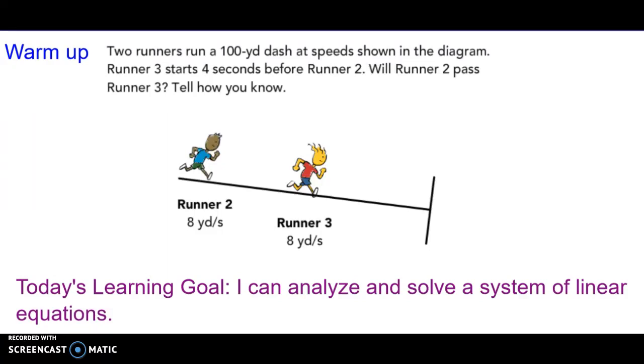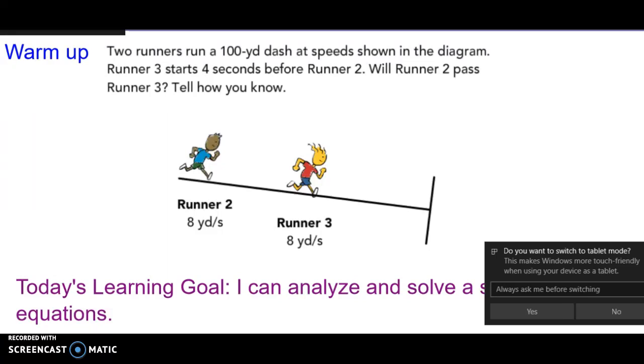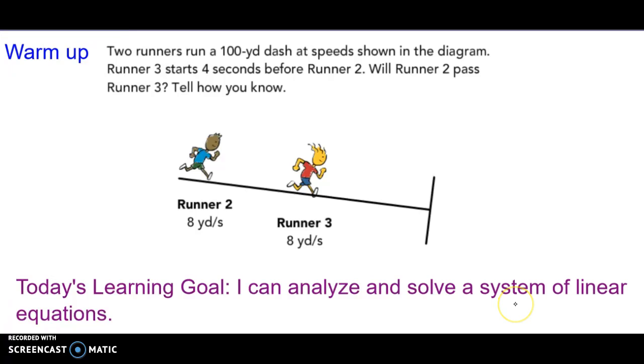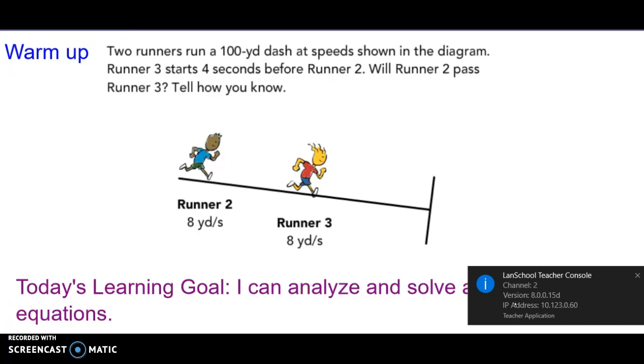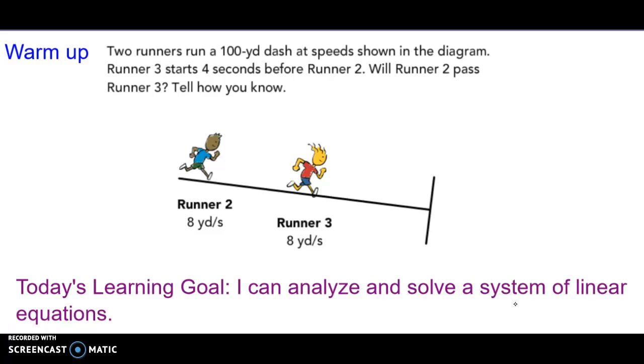Today's lesson is topic 6, lesson 2. We're looking at estimating solutions of linear systems of equations. And we are going to inspect just the equations to figure out what kind of solutions we're going to have. So we worked on this yesterday in our note sheet.